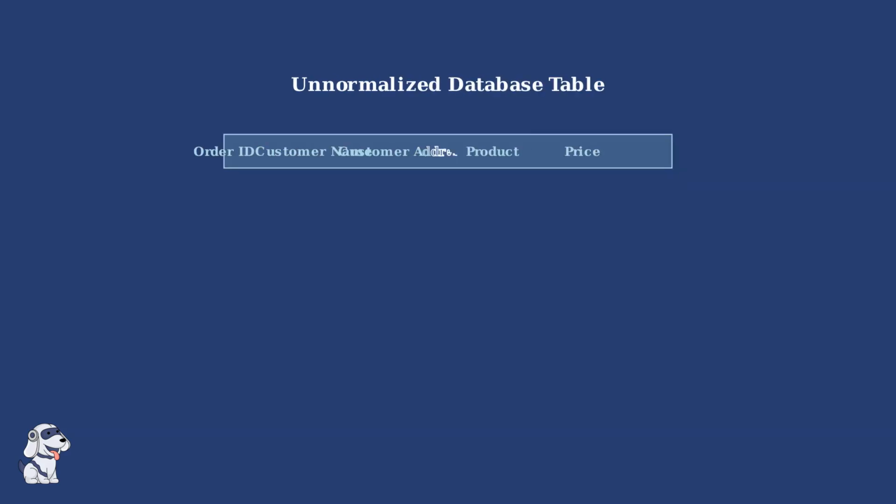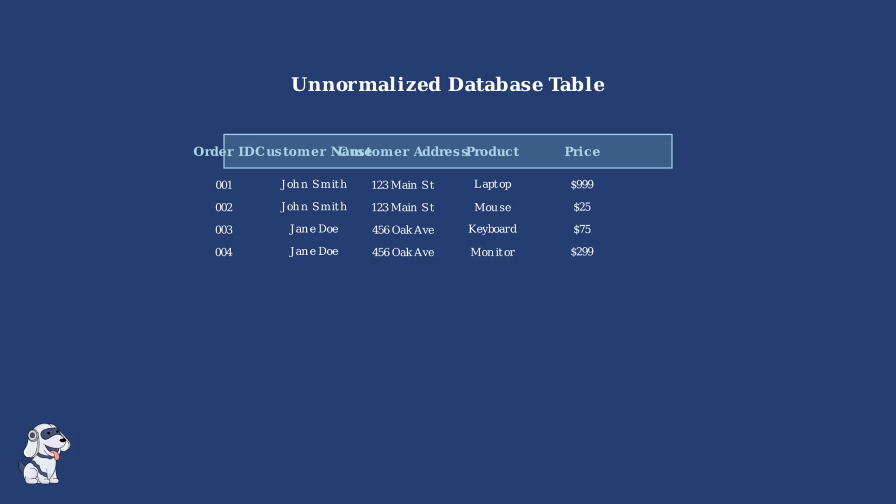Database normalization works the same way. Instead of having data scattered and duplicated across tables, we organize it systematically to eliminate redundancy and improve data integrity. Here's an example of an unnormalized database table. Notice how customer information like name and address is repeated multiple times for different orders.